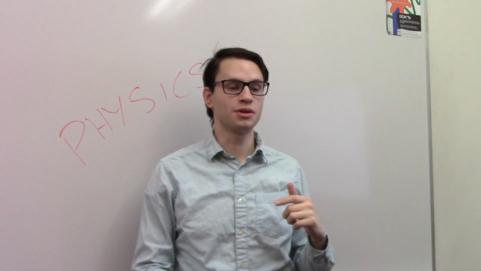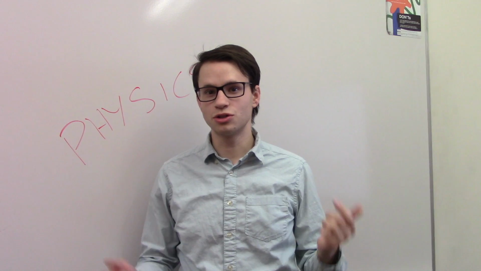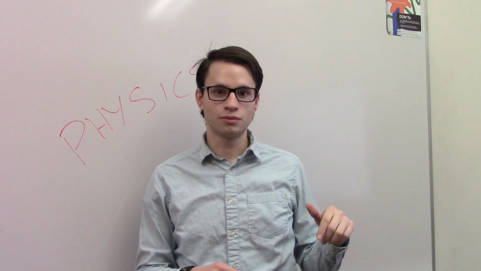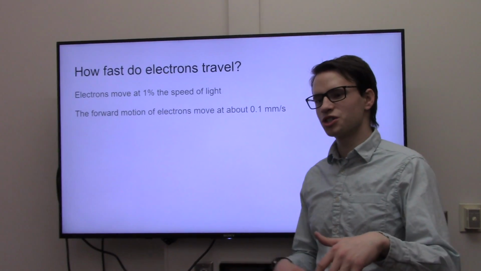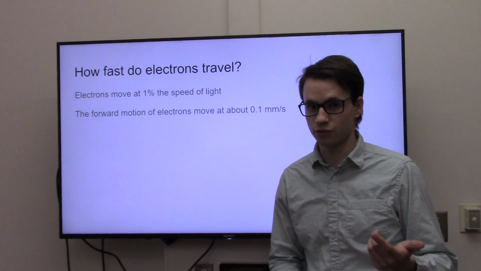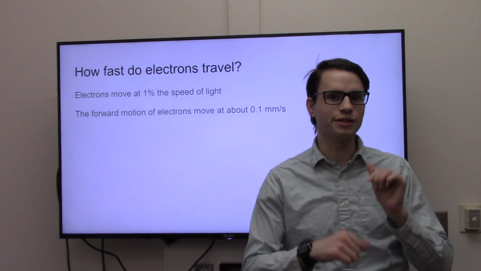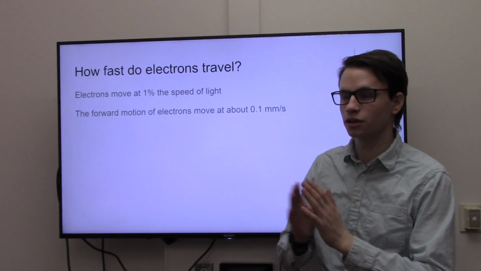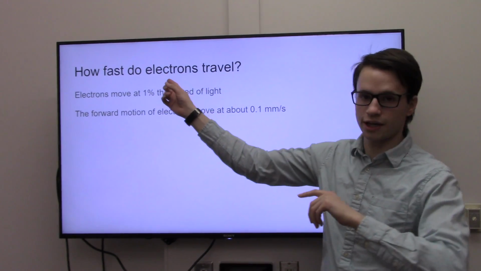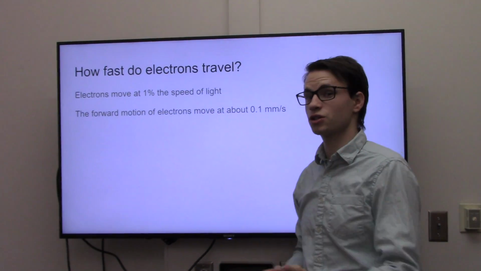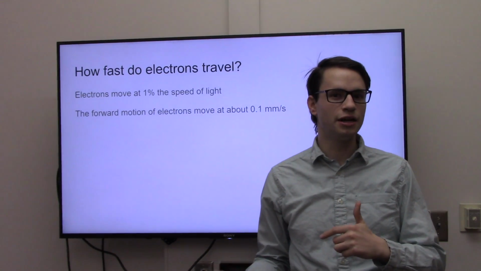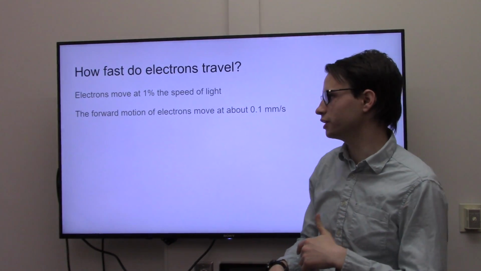Specifically, my question being, how fast does current travel? Right? So the question is, how fast does current travel? But first thing is, what is current? What makes current? And current is made by electrons. So if you're asking how fast current travels, you're kind of asking how fast are electrons traveling?